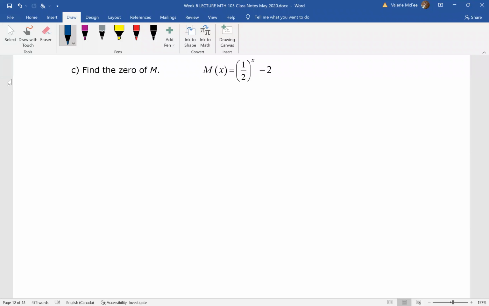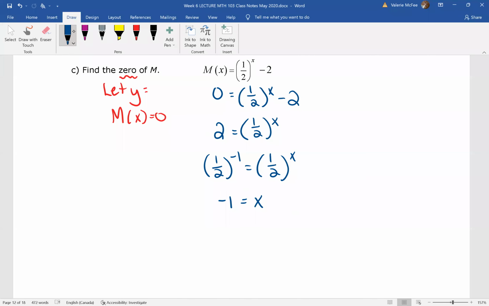In part C, I asked you to find the 0 of m. We talked about the zeros of a function when we were looking at polynomials. We said for the zeros of a function, we were finding the x-intercept or letting y equal 0. Or in this case, the m of x equals 0. Why don't you substitute 0 in for m of x and solve this function? After substituting, you should have found that solving this equation was the same as the one in part B.